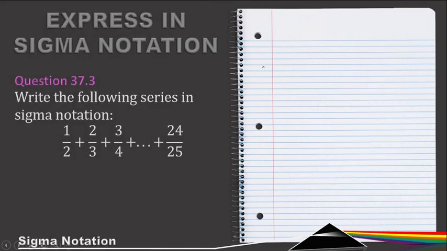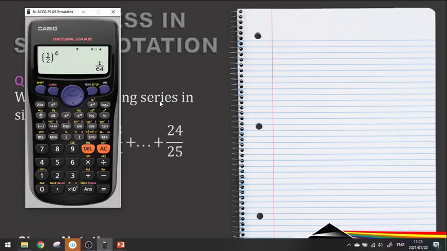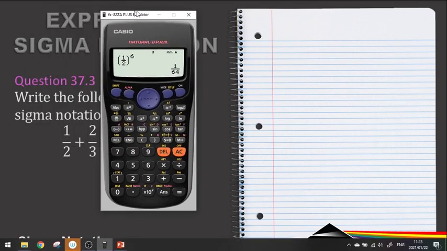Okay, then 37.3. Write down the following series in sigma notation. This is actually kind of a special case because we won't get a common difference here, and you won't get a common ratio either. Actually, let's test it. Let's see if we would get a common ratio.